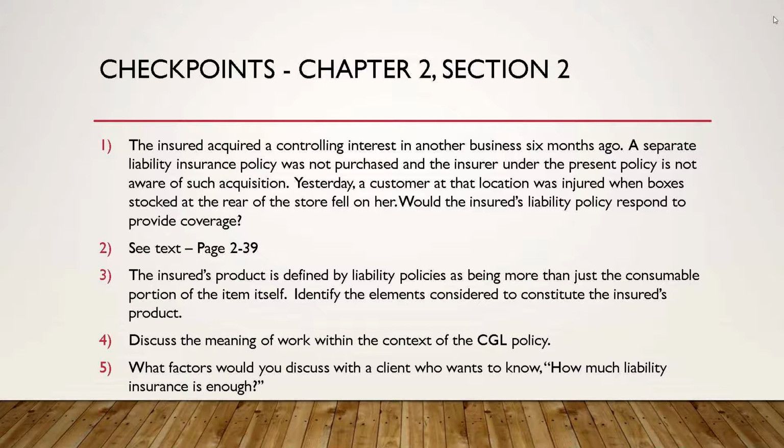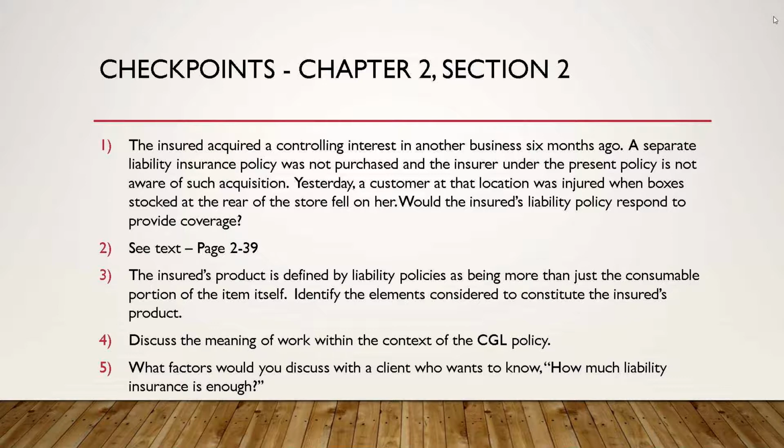So number two, true and false. A, claims, and we're under commercial general liability conditions is what we're looking at. So claims are payable in the currency of the country in which the claim occurred. That's false. Claims are payable in Canadian currency only, because the policy is in Canadian currency.